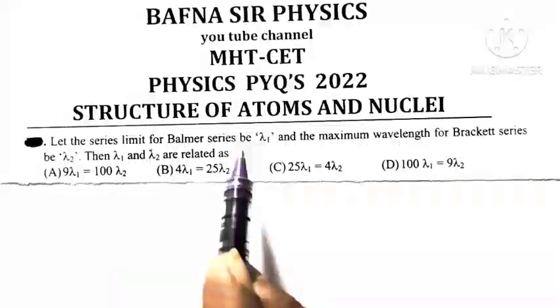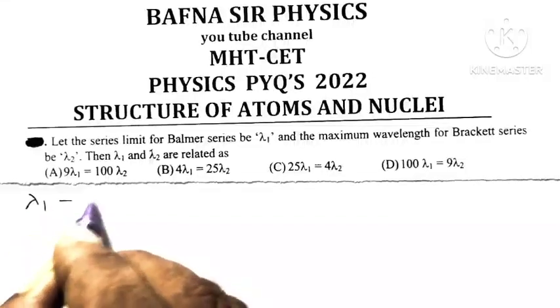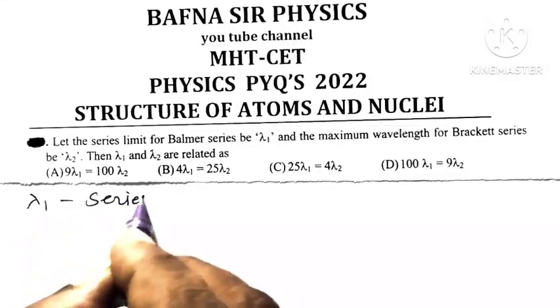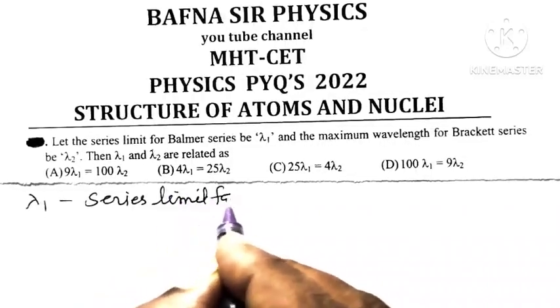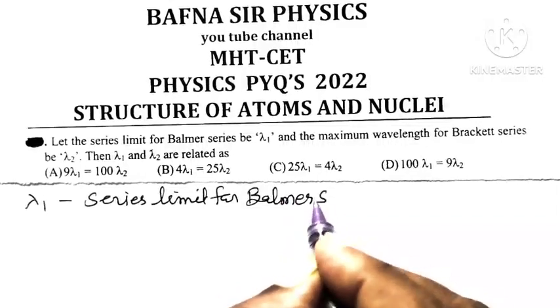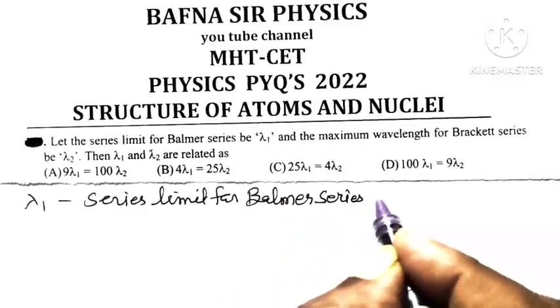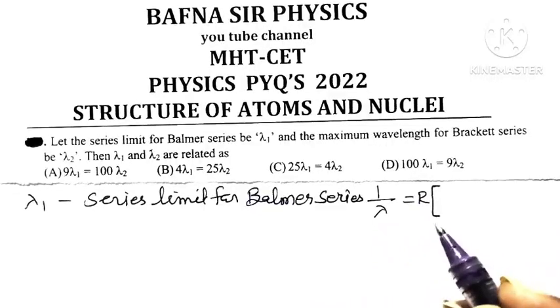Let the series limit for Balmer series be lambda 1. Lambda 1 represents the series limit for the Balmer series. Now, what is the series limit? The wave number for the Balmer series is 1 upon lambda equal to R in bracket for Balmer.